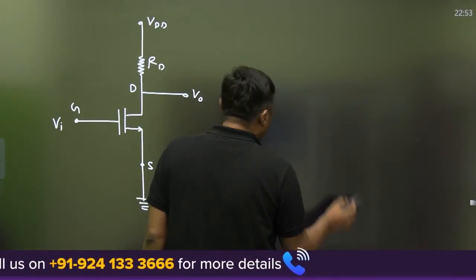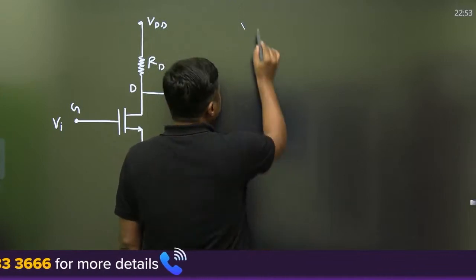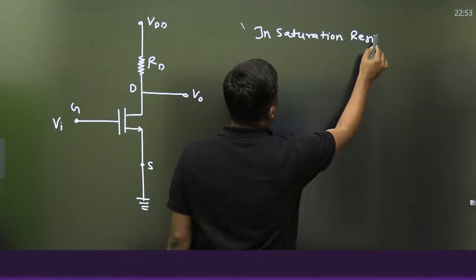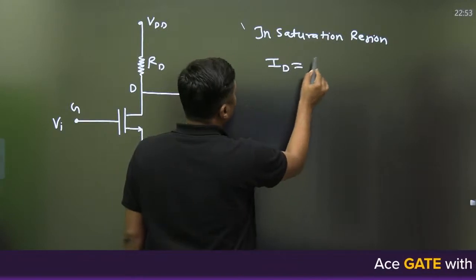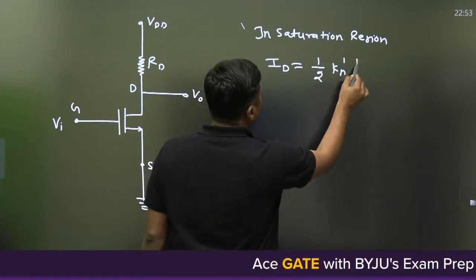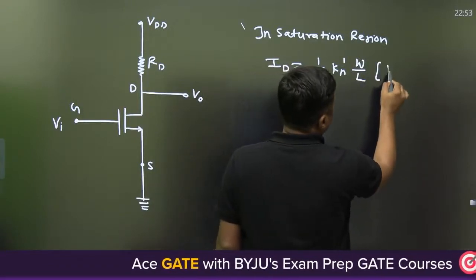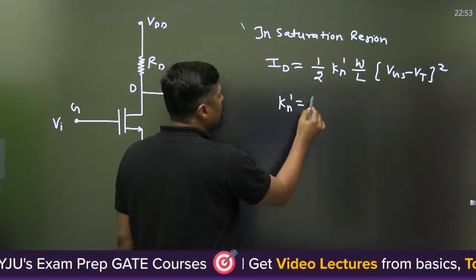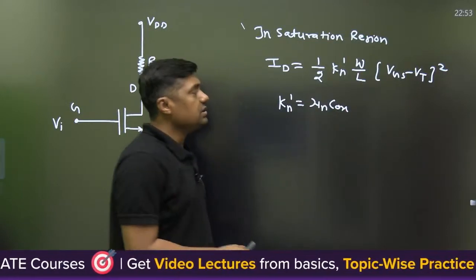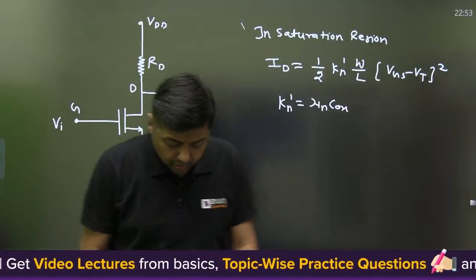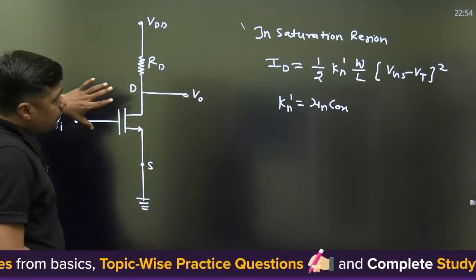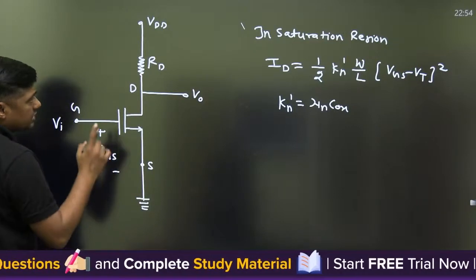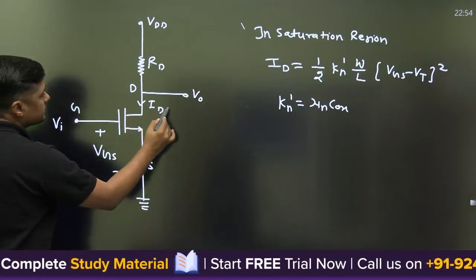First of all, in the saturation region, ID is given by half of Kn' W by L, (VGS minus VT) the whole square, where Kn' is mu n COX, and W by L is the aspect ratio. Then guys, what is the meaning of biasing? It means the value of VGS, because the current is controlled by VGS.